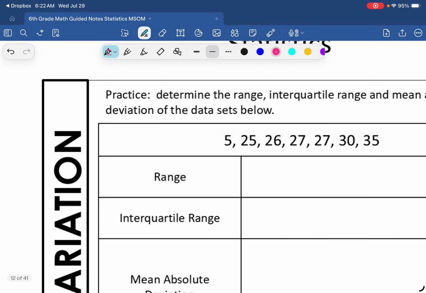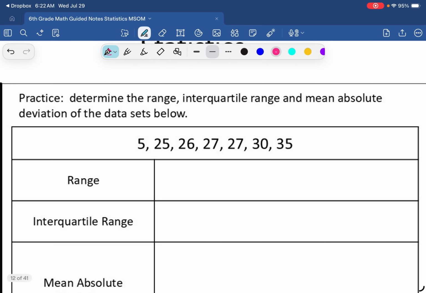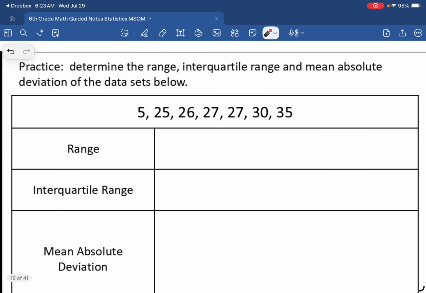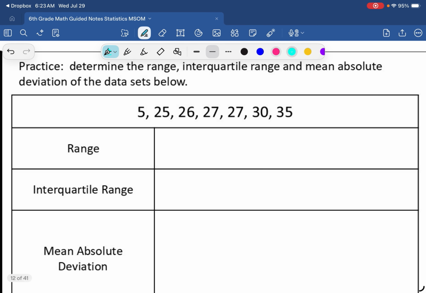Let's do some practice. It says determine the range, the interquartile range, and the mean absolute deviation of the data sets below. Notice that they are already written in numerical order, so I don't need to worry about that. So the range is the largest number minus the smallest number. So 35 minus 5, and that is 30, so that will be the range.